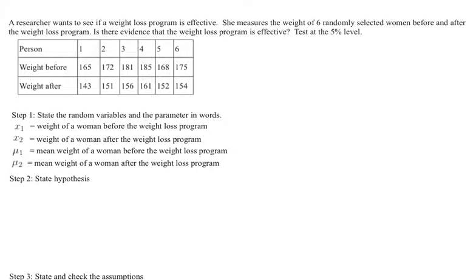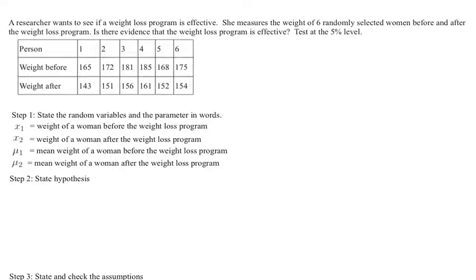So in this example, a researcher wants to see if a weight loss program is effective. She measures the weight of 6 randomly selected women before and after the weight loss program. Is there evidence that the weight loss program is effective? Test at the 5% level.